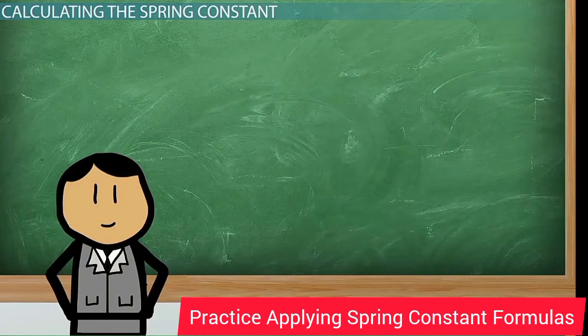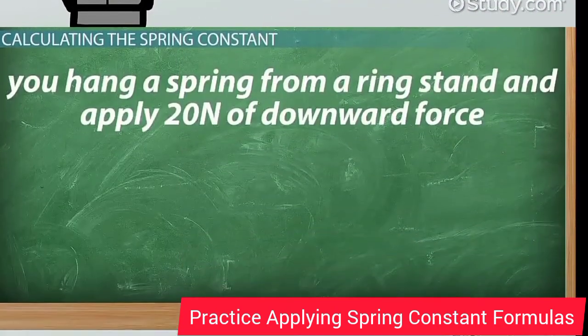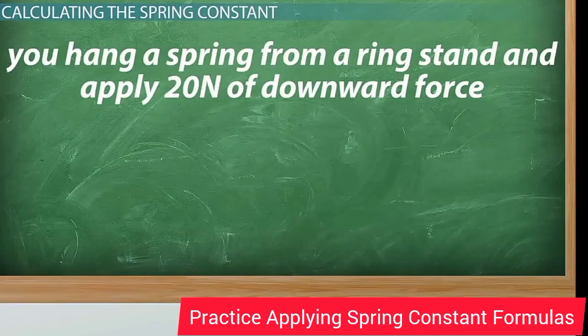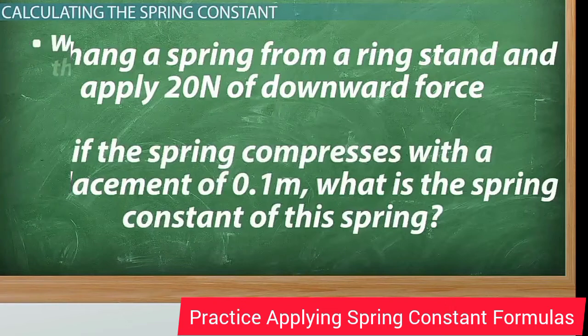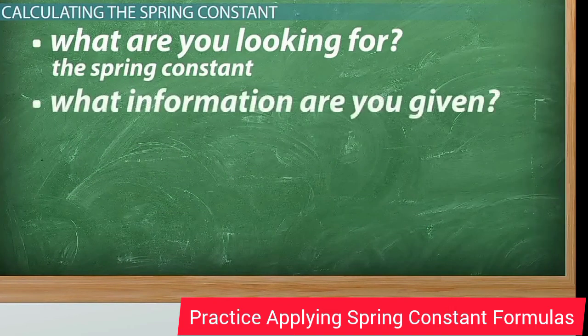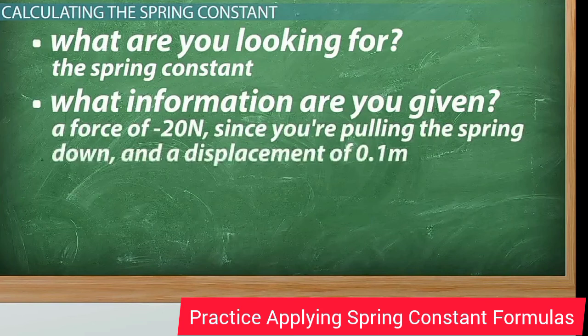Let's apply this approach to a spring constant and apply 20 newtons of downward force. If the spring compresses with a displacement of 0.1 meters, what is the spring constant of this spring? Let's apply the strategy we just discussed. What information are you given? A force of negative 20 newtons since you're pulling the spring down and a displacement of 0.1 meters.